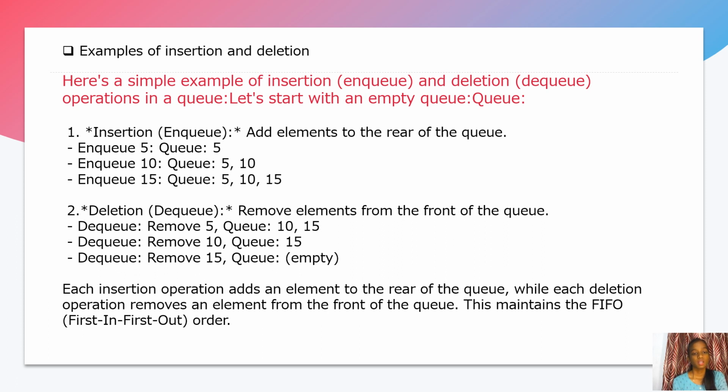Insertion: if we enqueue 5, the queue will be 5. If we enqueue 10, the queue will be 5 and 10. If we enqueue 15, it will be 5, 10 and 15. These are getting added. Deletion is removing elements from the front of the queue. That is, remove 5, the queue will be 10, 15. Remove 10, the queue will be 15. Remove 15, the queue will be empty. So these are the deletion operations.